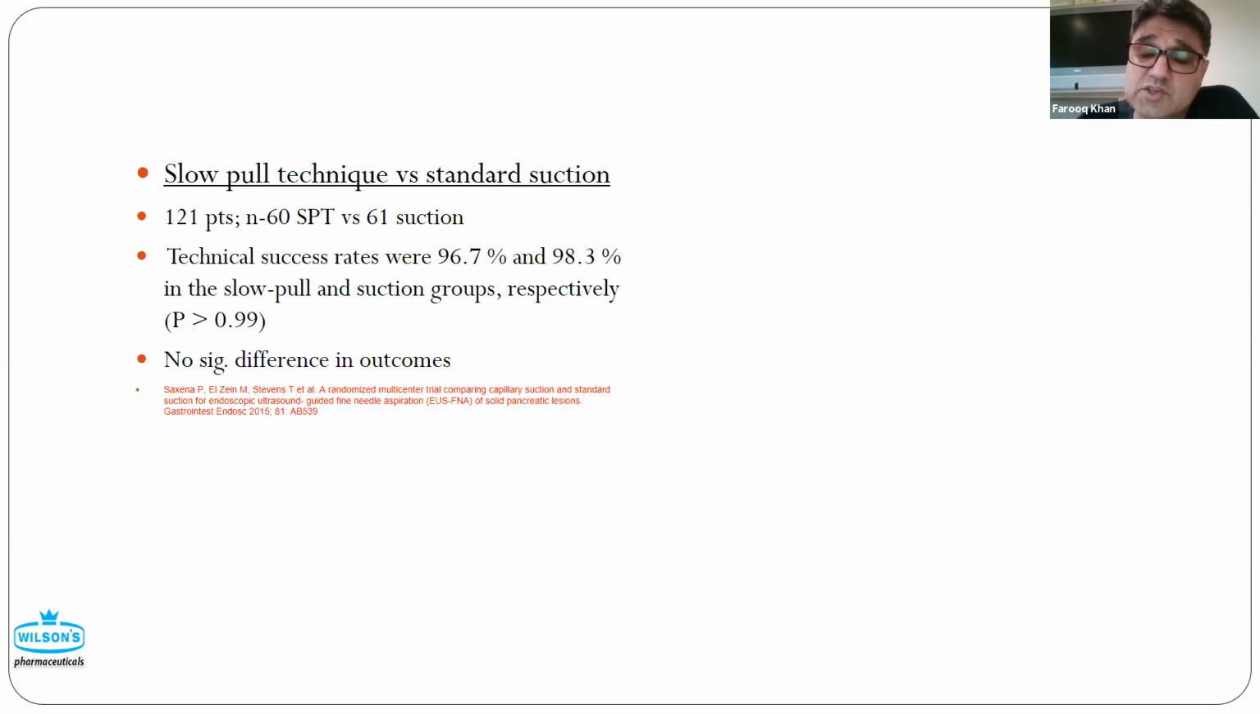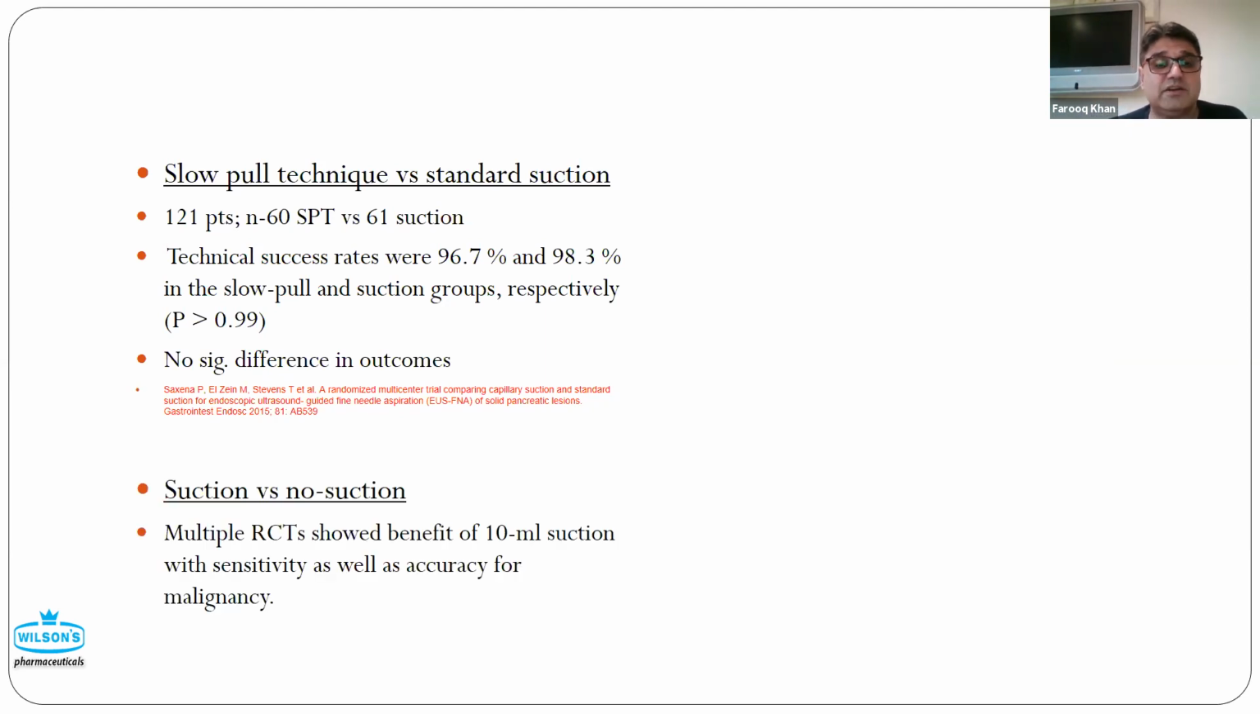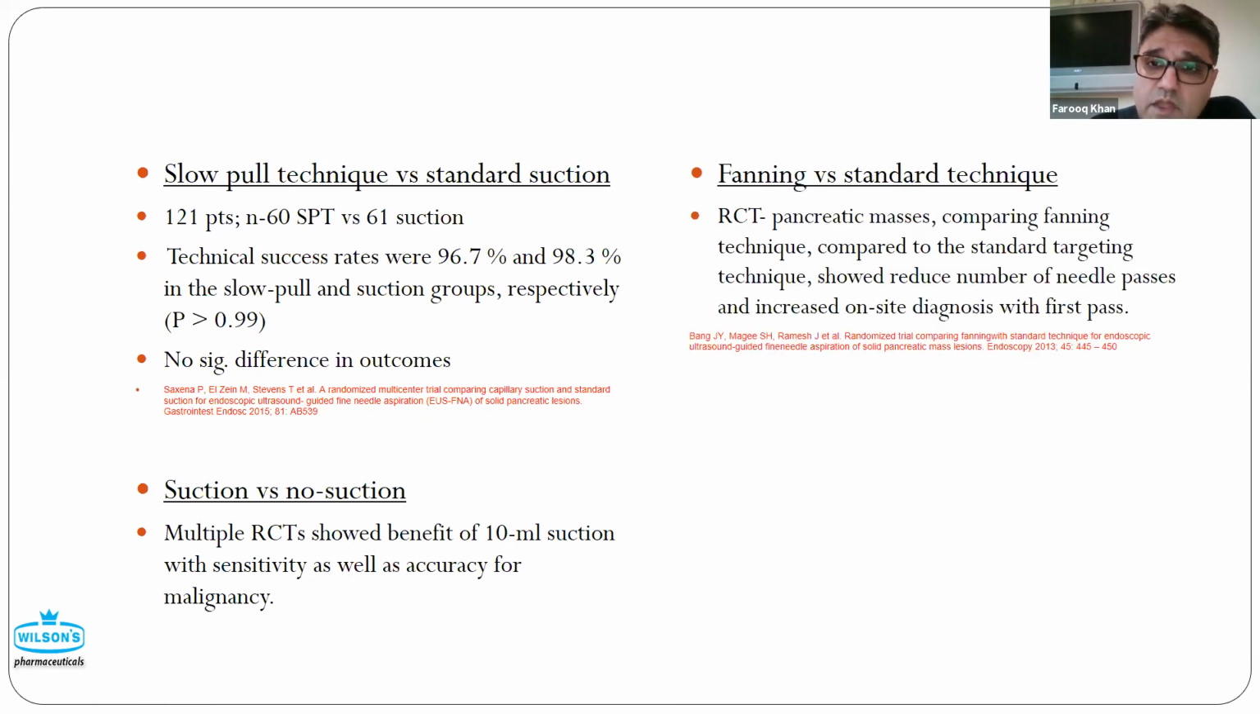None of us use it. It's not recommended in the guidelines either. Simple suction is fine. What about suction versus no suction? Multiple randomized control trials have shown suction is relatively better, particularly if your needle gauge is 22 or over. Some people have said if your needle is 25, then there's not much suction in there really because the gauge is so small. What about fanning versus standard technique?